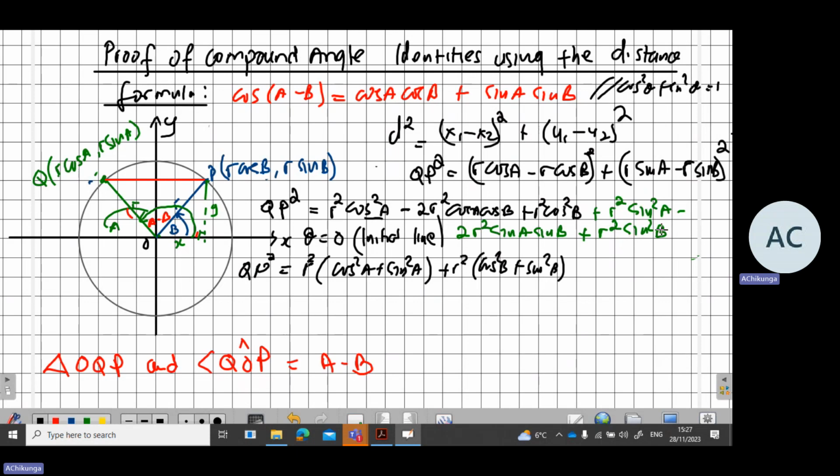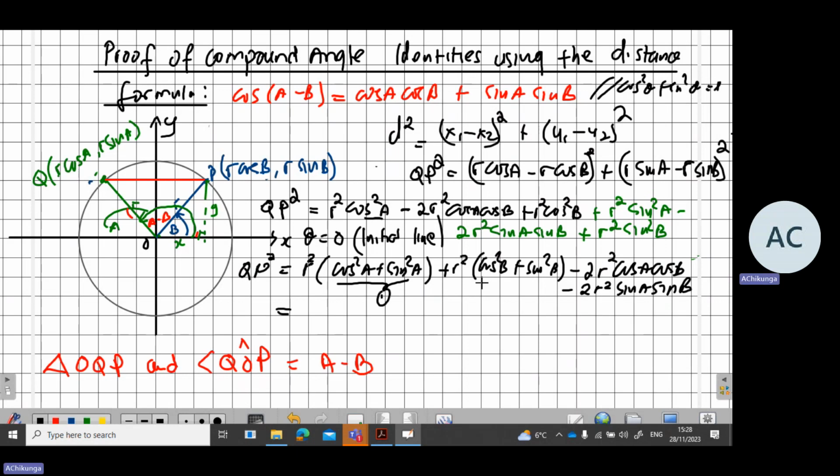Then obviously I'm left with minus cos A cos B, and then I'm also left with minus 2r squared cos A cos B, and then I'll just write it below here as well as minus 2r squared sine A sine B. And if we keep on checking, this amounts to 1.